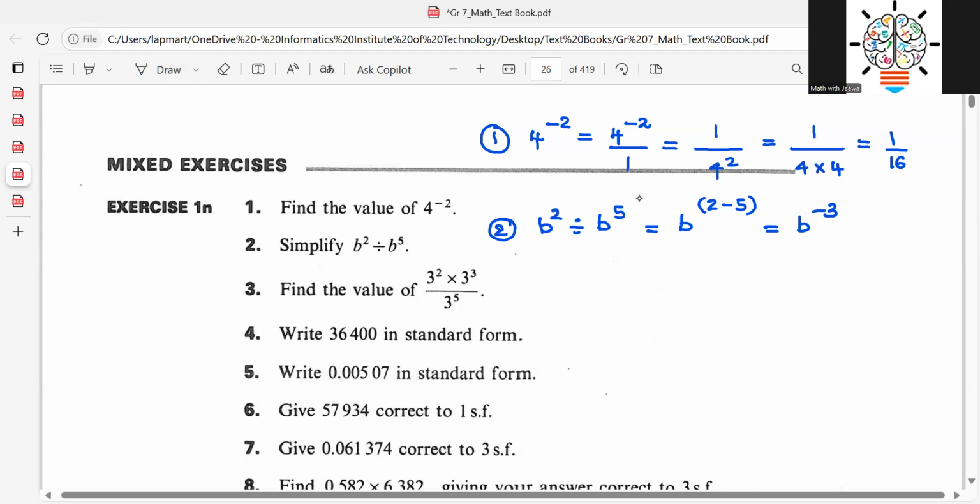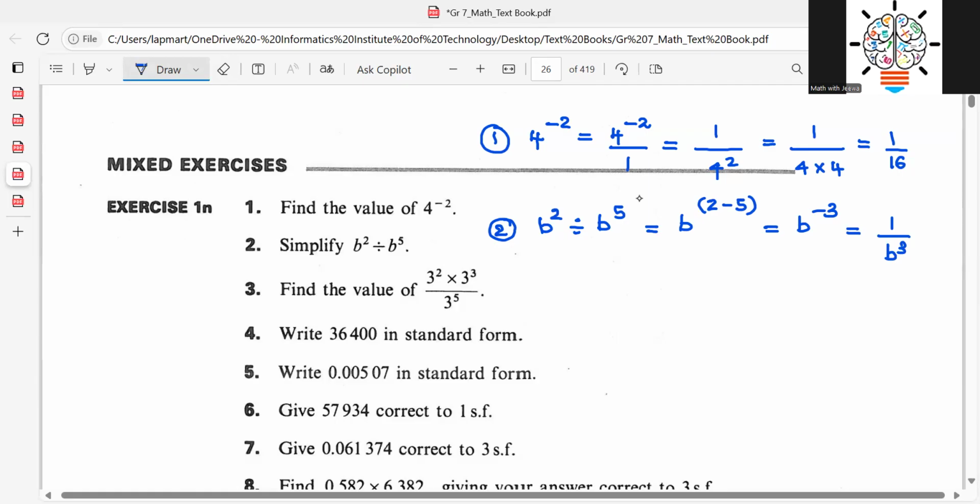Right here, some of the students might have written it like this: 1 over b to the power 3. That is also correct. But if you have not done that, that is also fine. Why? They have just asked us to simplify. There are some questions where they will tell you, write the answer as a positive index.